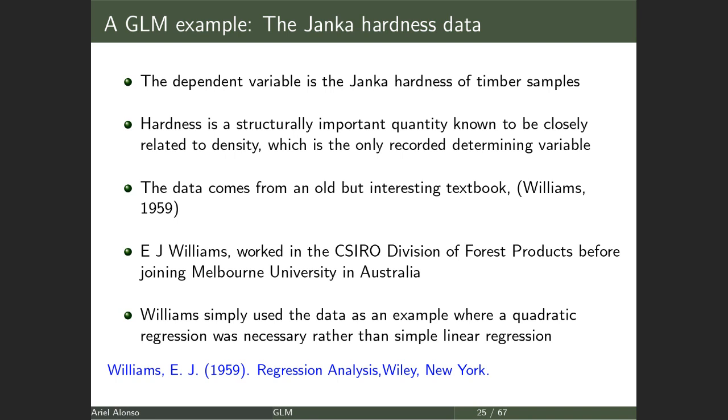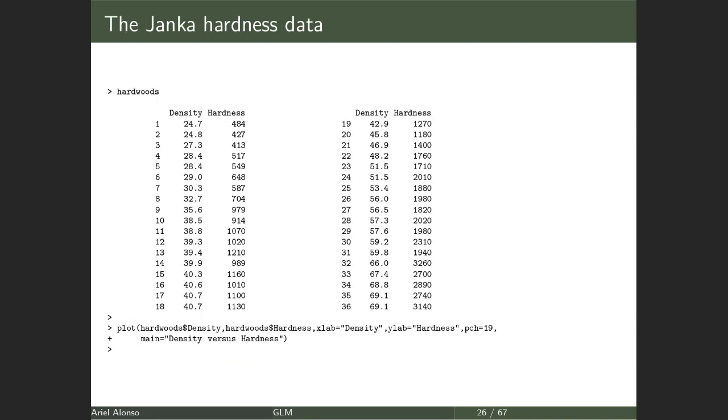So here you have the reference for those of you that want to see the original data and the original application. Here we have the data set. It's called hardwoods, and it has 36 observations and two variables. You have the hardness and you have the density of these timbers.